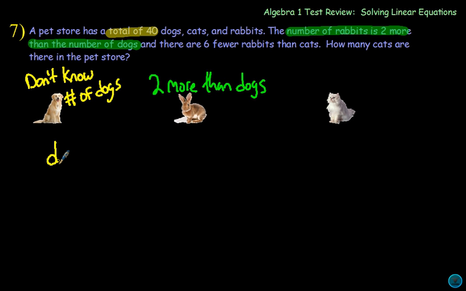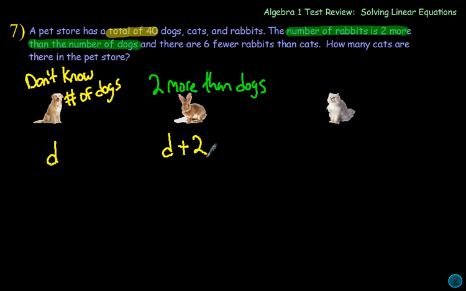So let's go back to the rabbit then. It says there's 2 more rabbits than there are dogs. Well, we don't know the number of dogs, but we said that it was D, and so if there's 2 more, then that would be plus 2, right? Because it's the number of dogs plus 2 since there's 2 more.